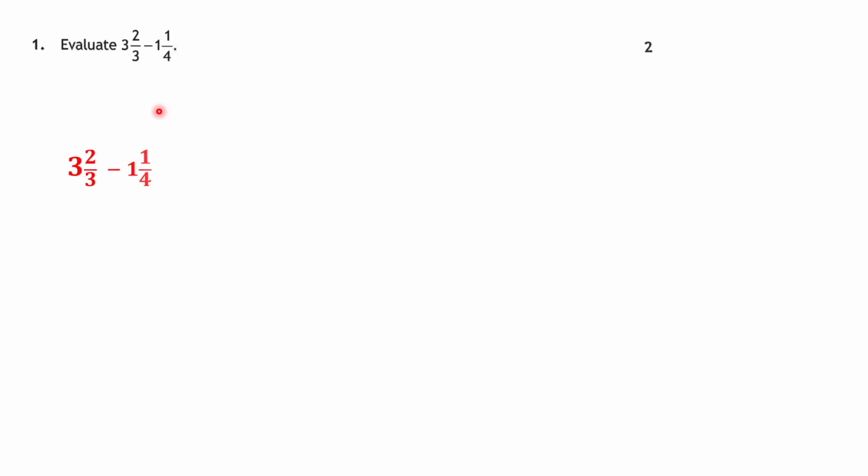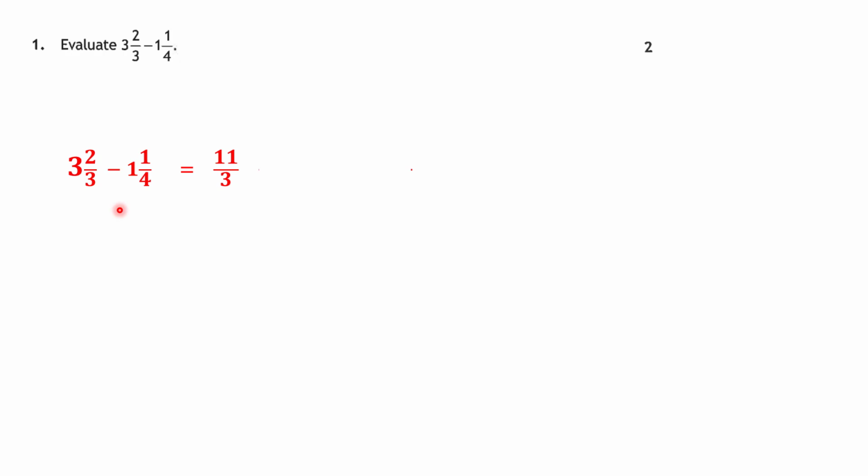So what do we have? We have two mixed numbers. The first thing we've got to do is change them into improper fractions. So here's what we get. 3 2/3 is 11 over 3. How do I get that? 3 times 3 is 9, plus 2 more is 11.